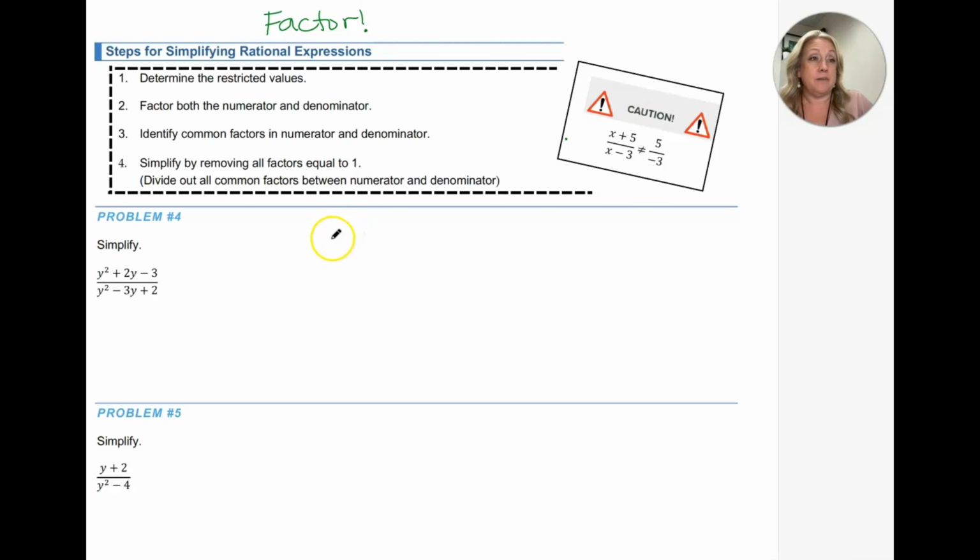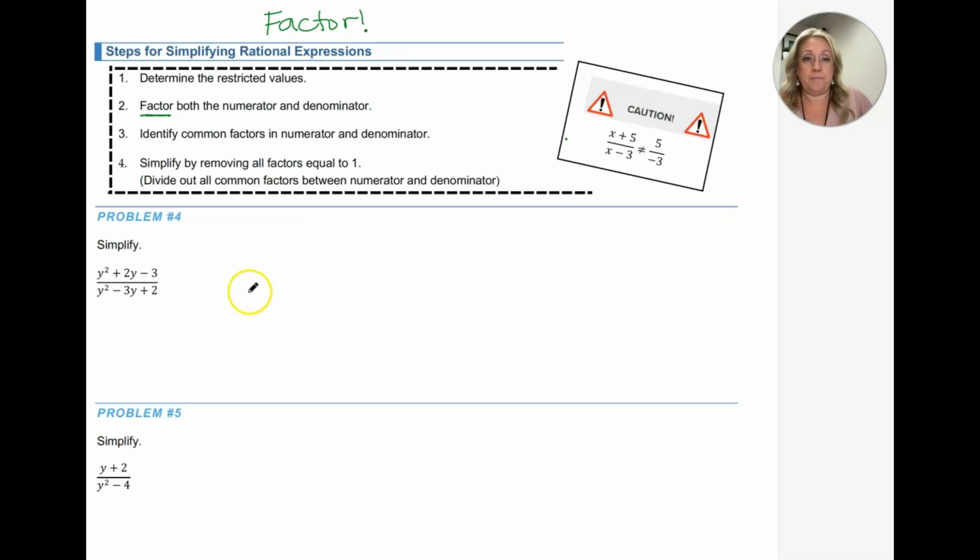First, we're going to determine what the restricted values are. And specifically on this, since we're dealing with a fraction, we're trying to figure out what values make the denominator 0. On the second step, we need to factor both the numerator and the denominator. So we can't do any kind of simplifying until we factor. Then we need to identify common factors in the numerator and denominator. And then the fourth step, we can simplify by removing all factors equal to 1. So if there's a common factor on the top with a common factor on the bottom, we can divide those out to be 1.